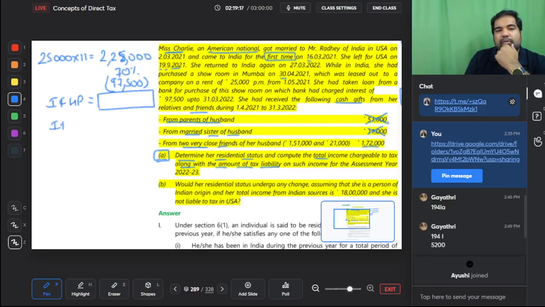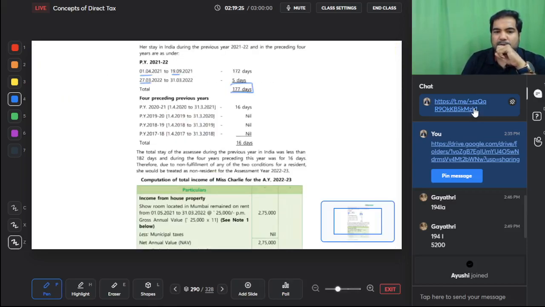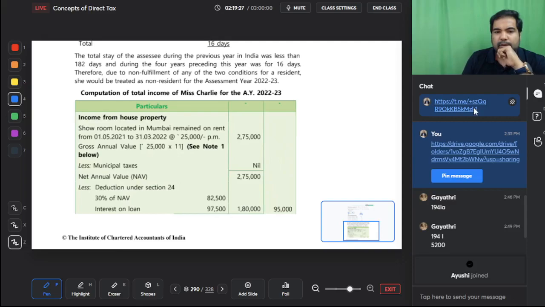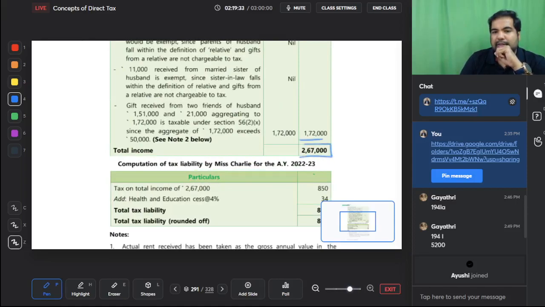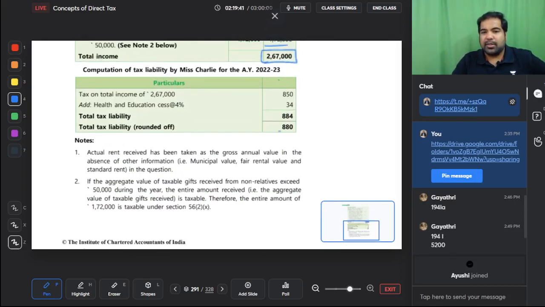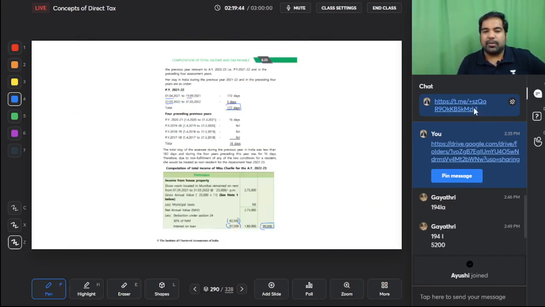So this is IFOS, no deduction, 1,72,000 will also be taxable. So this will be the total income, just checking that also. So this one 30%, 97,500, so 95,000 and 1,72,000, 2,67,000. So only on 2,50,000 to 2,65,000 there will be tax, no rebate because she is a non-resident. So 880 is the tax liability.